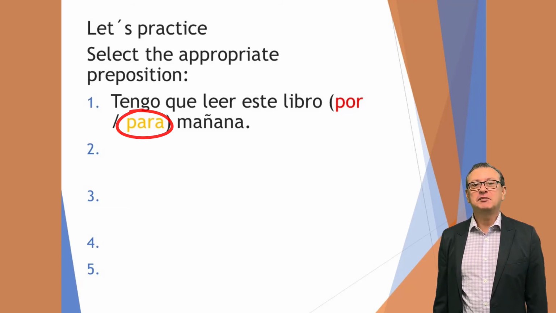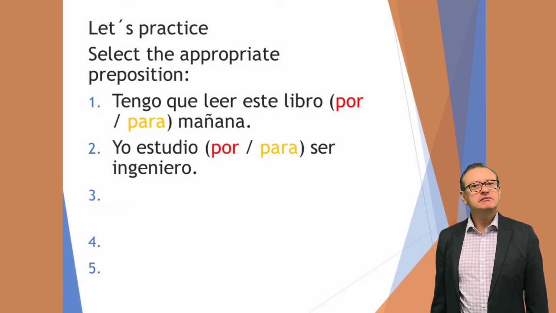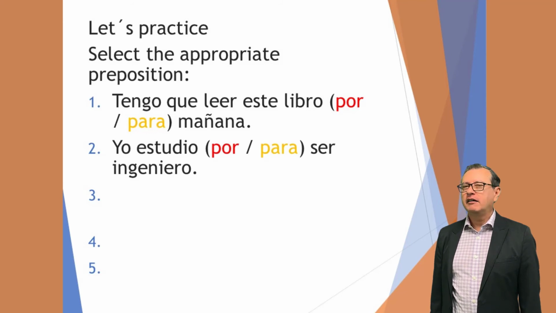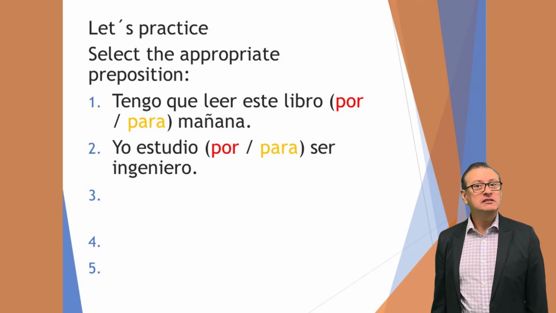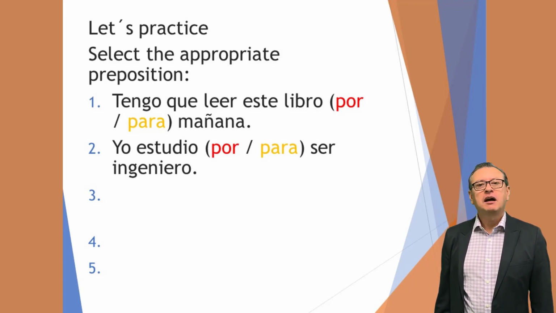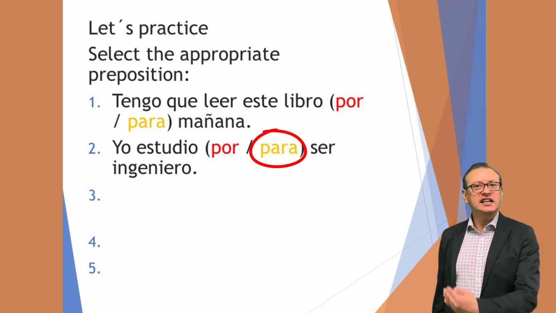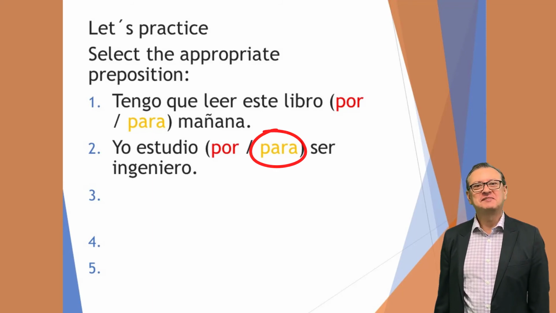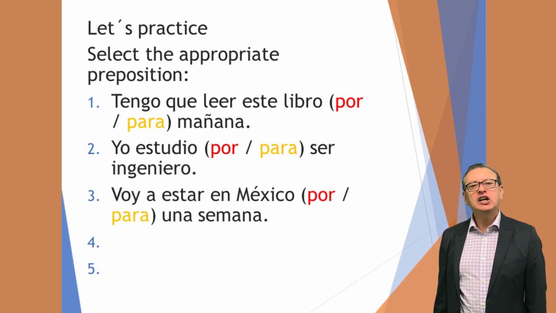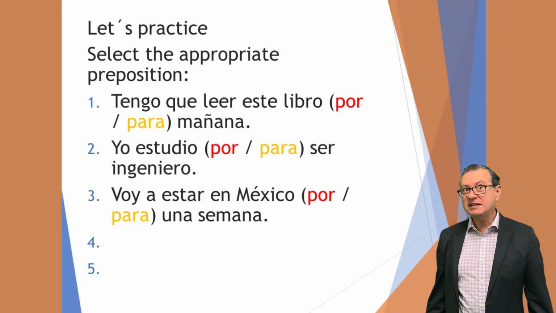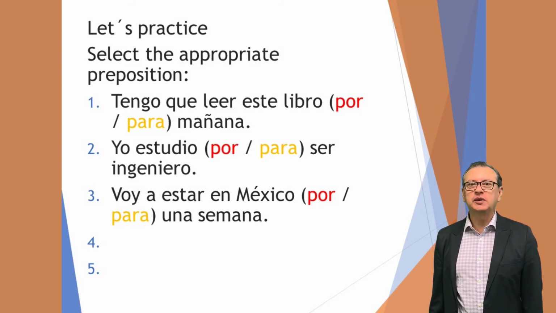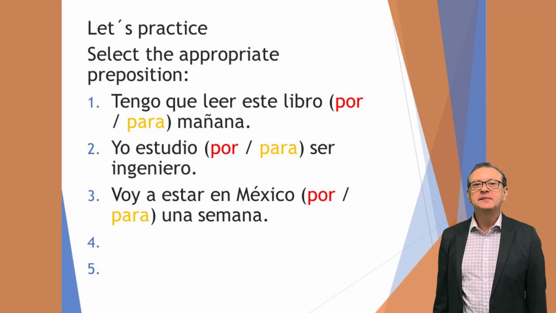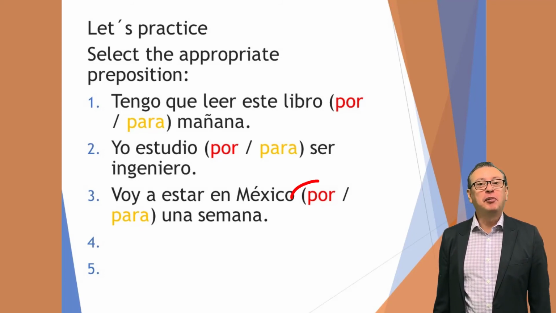Deadline. Number 2. Yo estudio to be an engineer. Is that a purpose? Is that a goal? Is that a reason? You're right. I will use para, because it is the intention or the goal I have. Voy a estar en México una semana, a week. Which preposition best works with the duration of time? You guessed it right. Por.